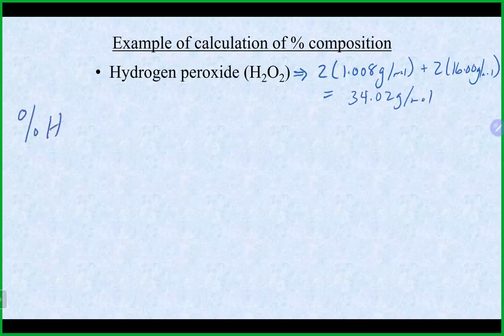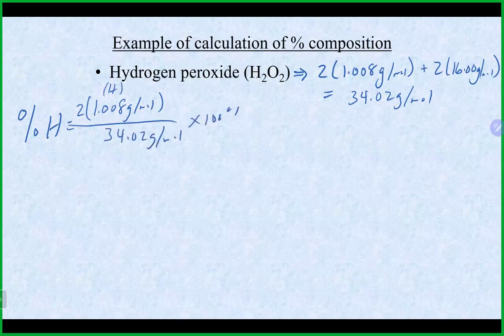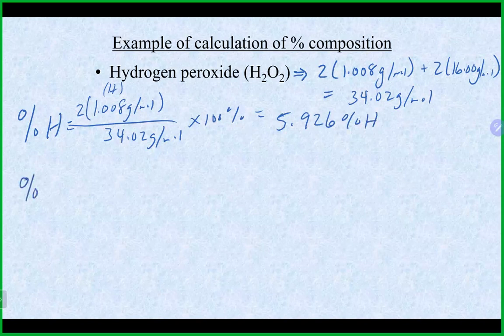Now that we have the molar mass of the entire compound, we can calculate the percentage of hydrogen by taking the amount of hydrogen that's there. So 2 times 1.008 grams per mole is the amount of hydrogen present, divided by the molar mass of the entire compound times 100%. And in this case here, we would have a percent composition for hydrogen of, we'll call it 5.926% hydrogen. We could do the exact same calculation for the oxygen to find the percentage of oxygen.